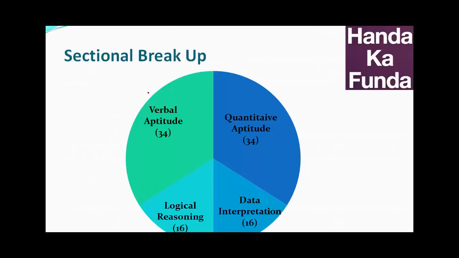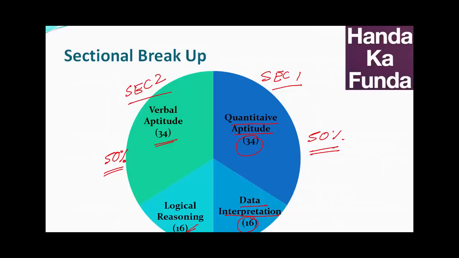So let's begin. First of all, there are 2 sections in CAT, section 1 and section 2. That is what the pattern of the paper was in CAT 2014. Section 1 covered 50% and section 2 also covered 50%. It is assumed that this year also the same 50-50 split would be followed. But what did section 1 contain? What did section 2 contain? Section 1 had quantitative aptitude and data interpretation. Quantitative aptitude had a total of 34 questions, whereas data interpretation had a total of 16 questions. On the other hand, section 2 had 34 for verbal and 16 for logical reasoning.